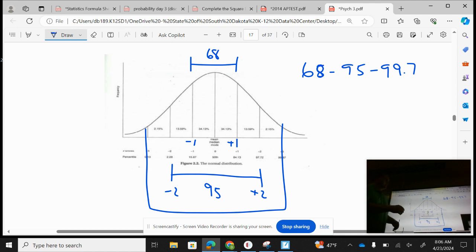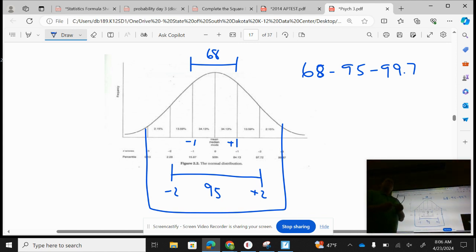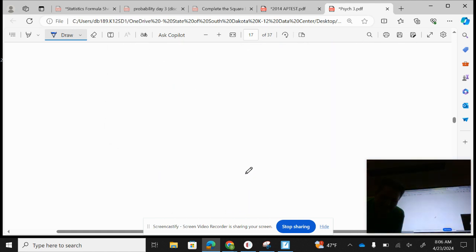Your other option is to go back and memorize all those little pieces that you memorized back in Algebra 2. Are you allowed a calculator on the psych test? No. Okay, so, all right.